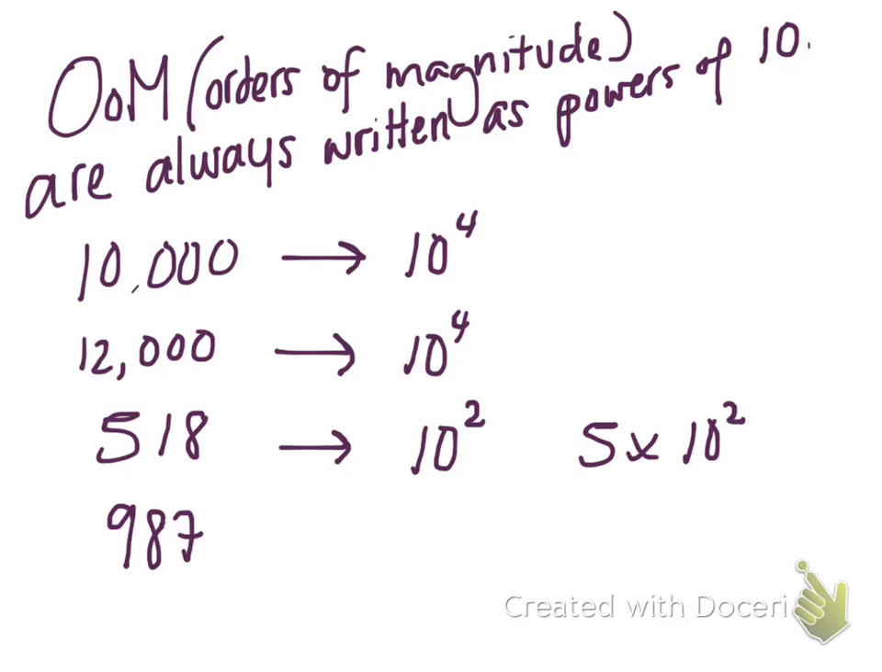What about 987? Well, if we look at it, it's in the hundreds. So that would be 10 to the second. But if we really look carefully, this number is much closer to 1,000 than it is to anything in the hundreds. So we would say that this has an order of magnitude of 10 to the third. Because if we were going to put it in the form of the first number with a power of 10, that 9 would round up, and we'd have 10 times 10 to the second. That gives us an order of magnitude of 10 to the third. Be careful with numbers that are very, very close to the next order of magnitude.